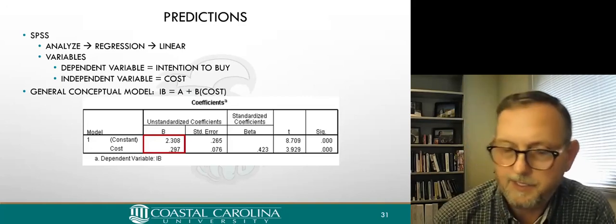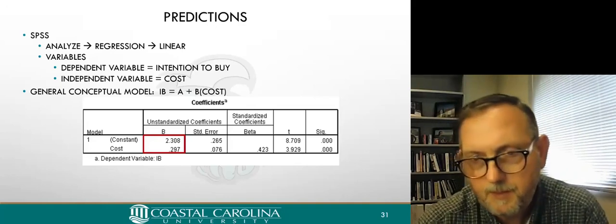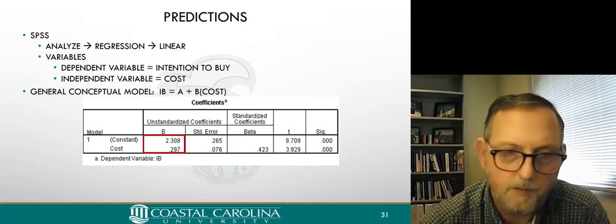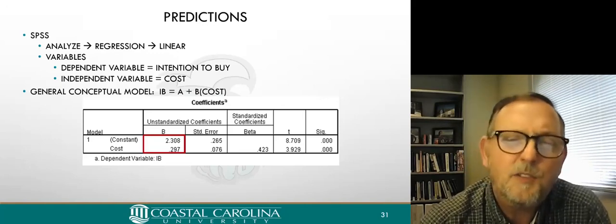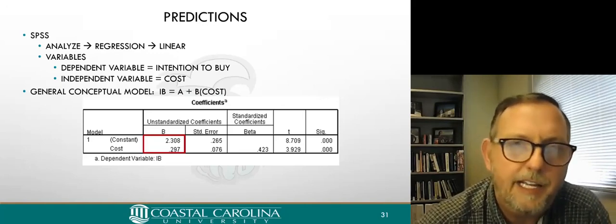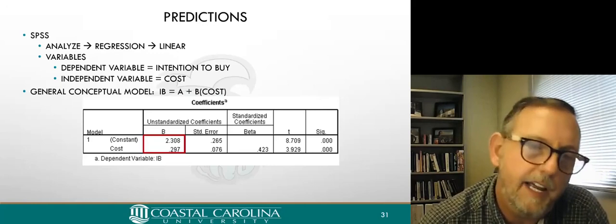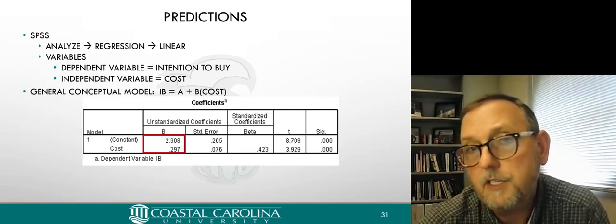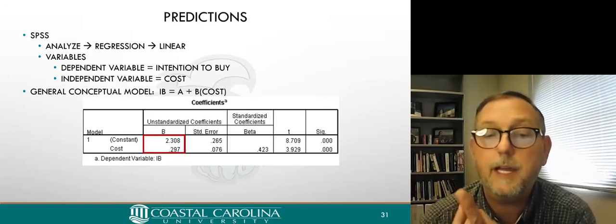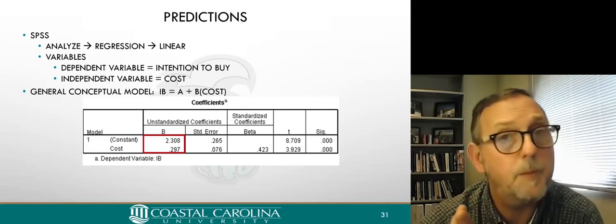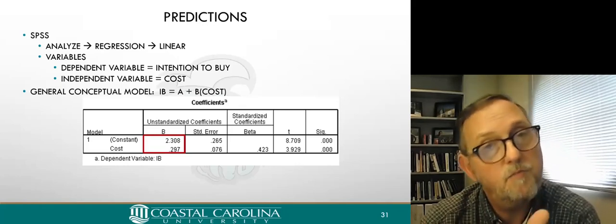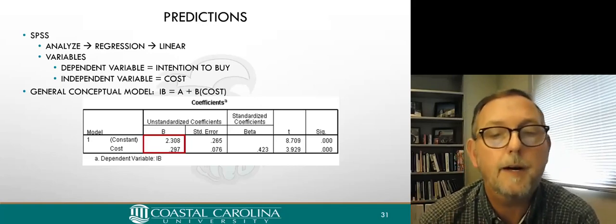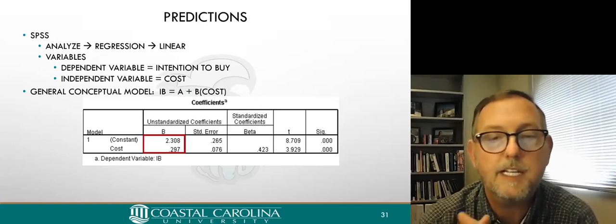And so if we look at the results, 0.297, that's the B. For A we don't really have a test. We don't look for significance for A, but for B we certainly do. So the thing to look at is how big is that beta? It's 0.297, so that's a pretty good size. And we'll look at significance in a second.